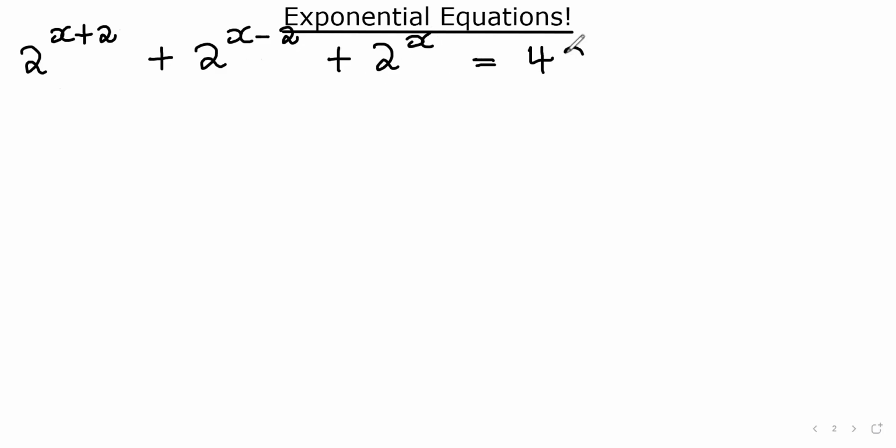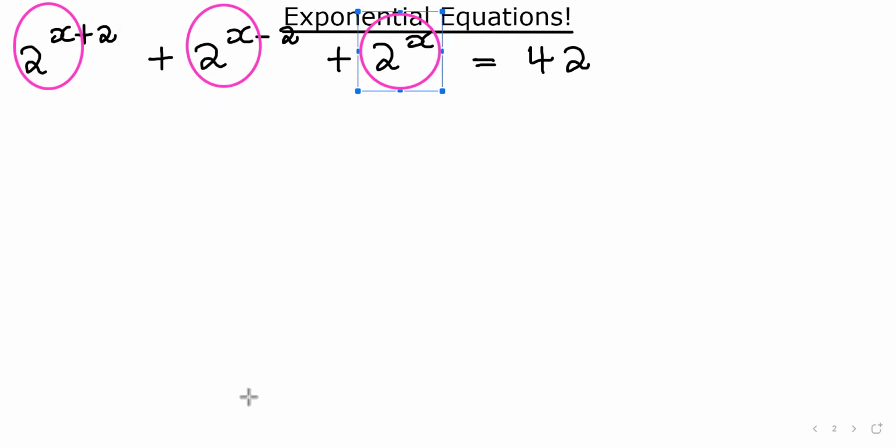Let's say they give you 2 to the power x plus 2. And here we have plus 2 to the power x minus 2. And then we have 2 to the x. And everything is set equal to 42. Well, the first thing that you realize here is the fact that each of these terms has a 2 to the x in it.